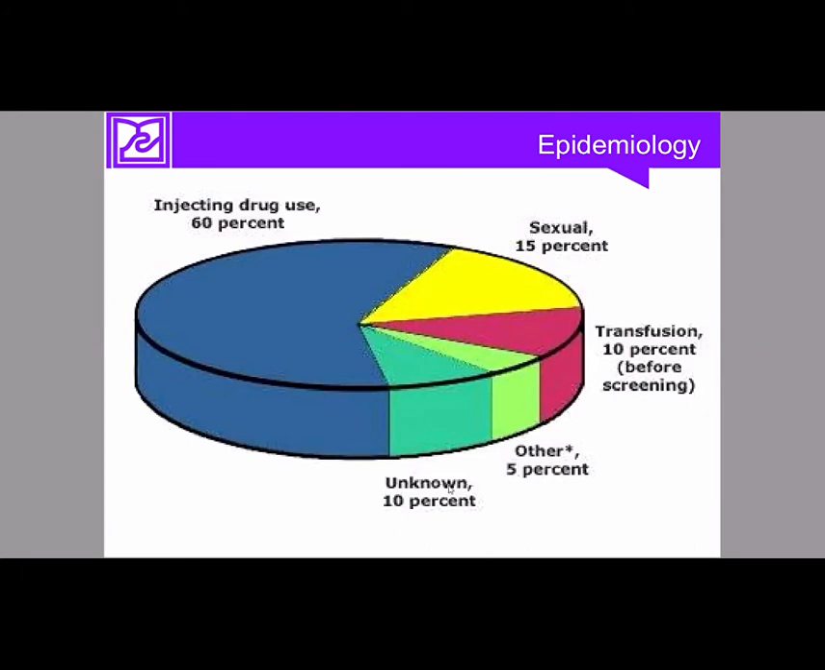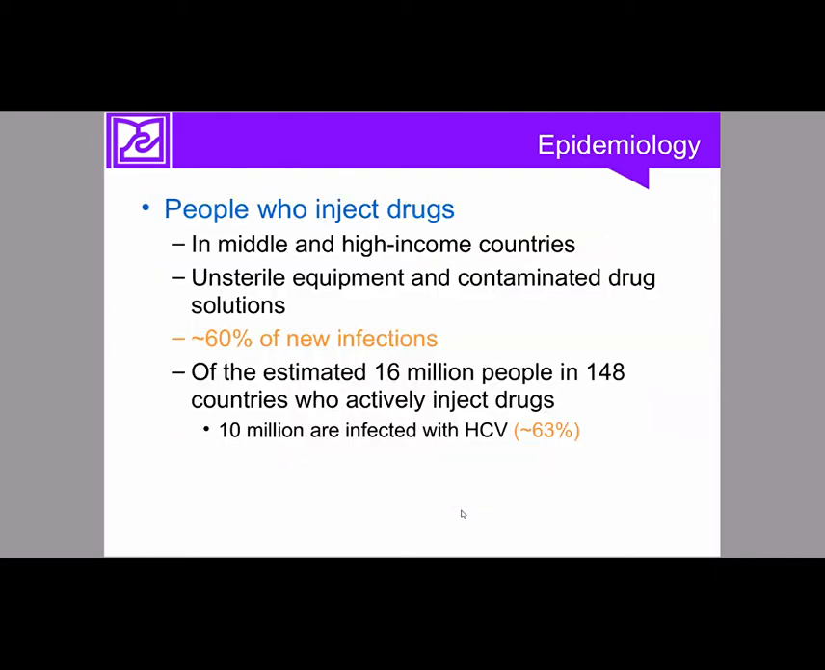However, look, in around 10% of people infected, the route of transmission is not known. We don't know why. In 10% of people, we don't know why they are infected.